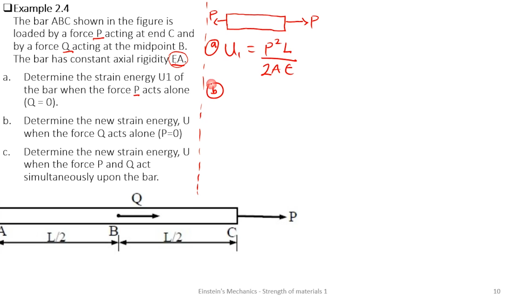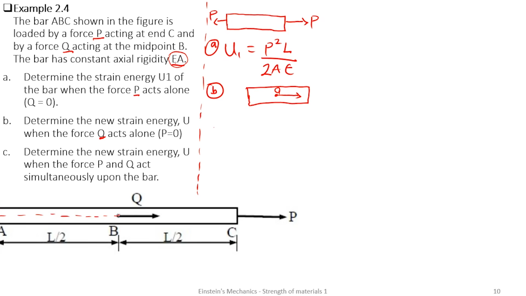So B, when Q acts alone, now Q is going to act alone. Let's look at what is going to happen and draw a free body diagram for that. But what are we seeing? Let's look at this. Q is acting alone, no P. Are we good? If Q is causing something, let's see if this point is being stretched. Its effect is going to happen here. We are going to see its effects.